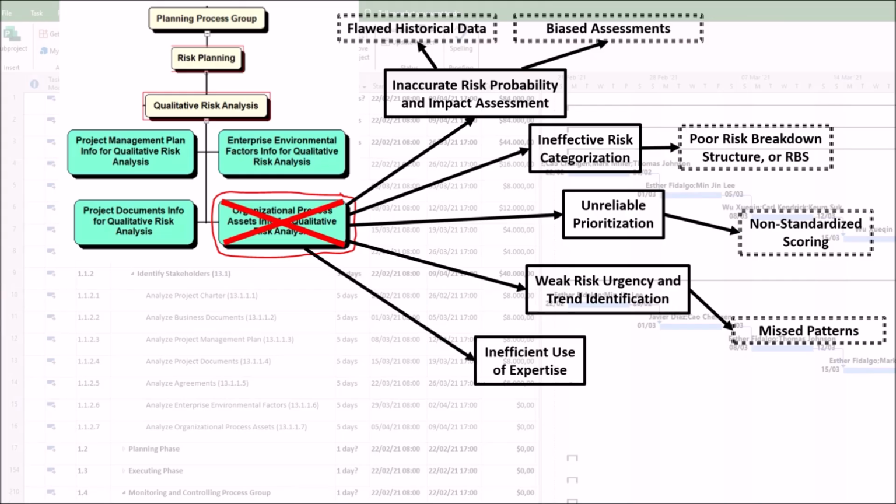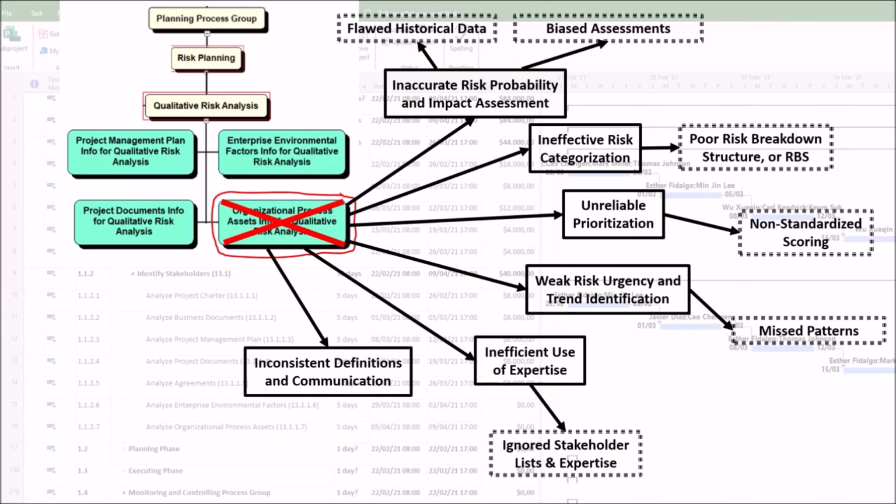5. Inefficient use of expertise. Ignored stakeholder lists and expertise. Organizational process assets include lists of subject matter experts and stakeholder registers. Failing to analyze these means not engaging the right experts for risk interviews or workshops, leading to shallow risk analysis without critical insights.